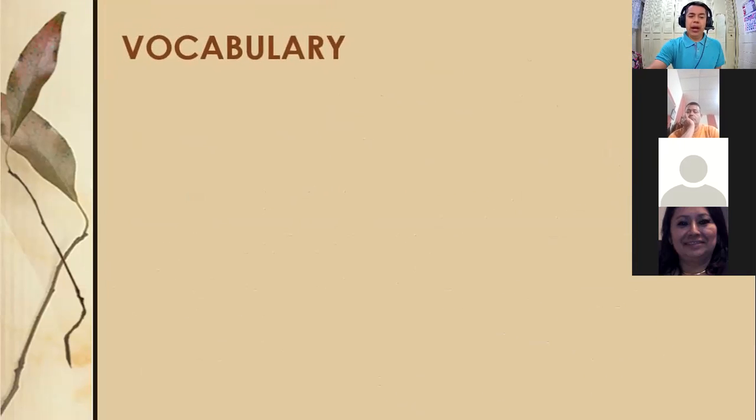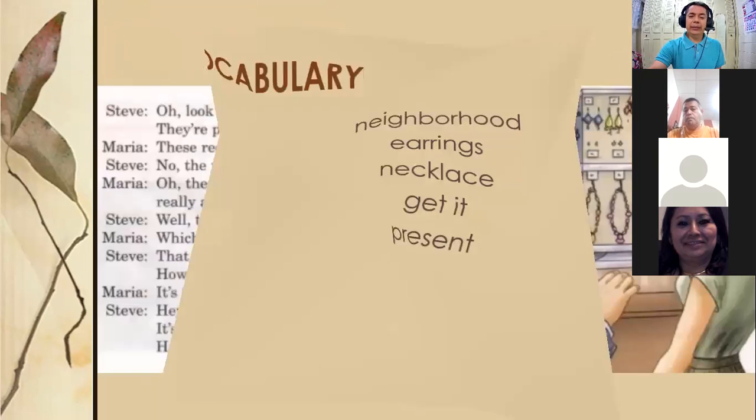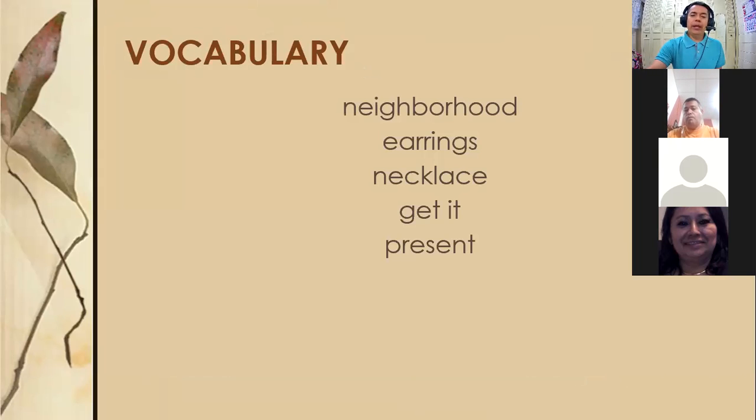Let's start with the vocabulary, right? Neighborhood, earrings, necklace, get it, present. So repeat after me, please. Neighborhood, earrings, necklace, get it, present. Present is a gift, right? Gift, present, right? So, do you have any question about vocabulary?